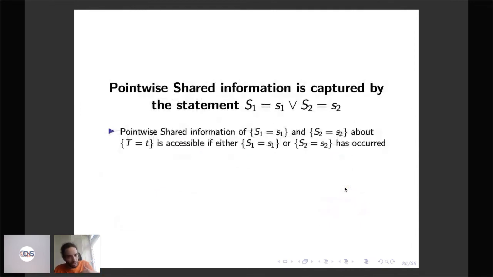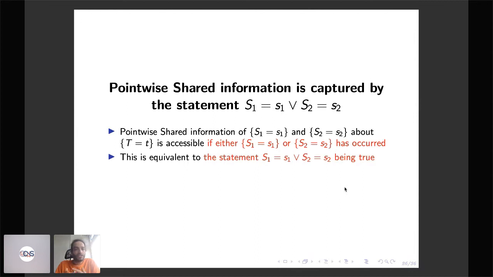First of all, I'm going to reiterate and explain again what a pointwise shared information is. A pointwise shared information of an event S1 and an event S2 about an event T is accessible if we observe that either S1 has occurred or S2 has occurred. If any of them has occurred, then this information should be accessible to us, and then we can say that the shared information emerges. This is equivalent to saying that the statement 'S1 has occurred or S2 has occurred' is true. When that statement is true, this means that we can have an emergence of shared information, or shared information becomes viable or accessible.